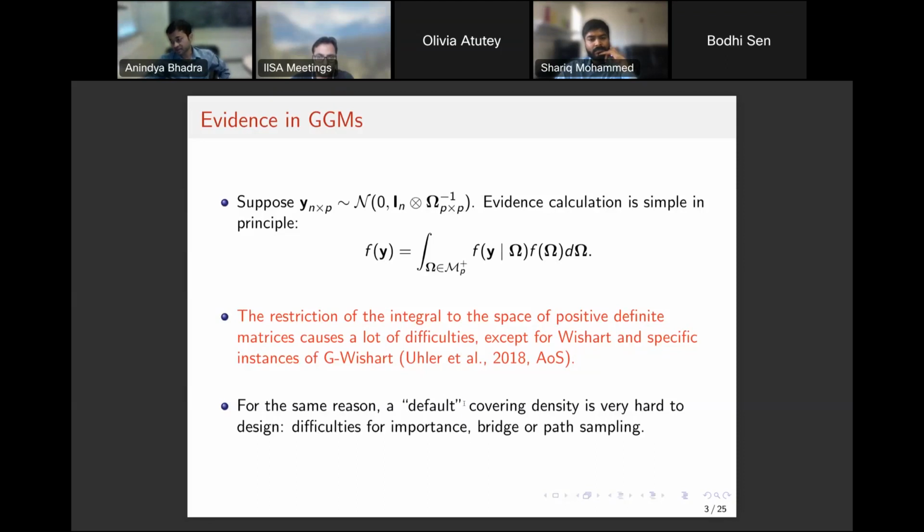So suppose I would try to use something like bridge sampling or path sampling or even importance sampling to estimate the marginal likelihood, right? Those are all valid approaches. Say I'm using importance sampling, what I need is a covering density. I need a density, okay, that will in some sense cover the entire support of f omega, and it will have thicker tails and so on. That's actually very hard to design under the positive definite restriction. And if the covering density is not well designed, elementary calculations show that the importance sampling estimate has infinite variance. So this positive definite restriction is the source of all difficulties.